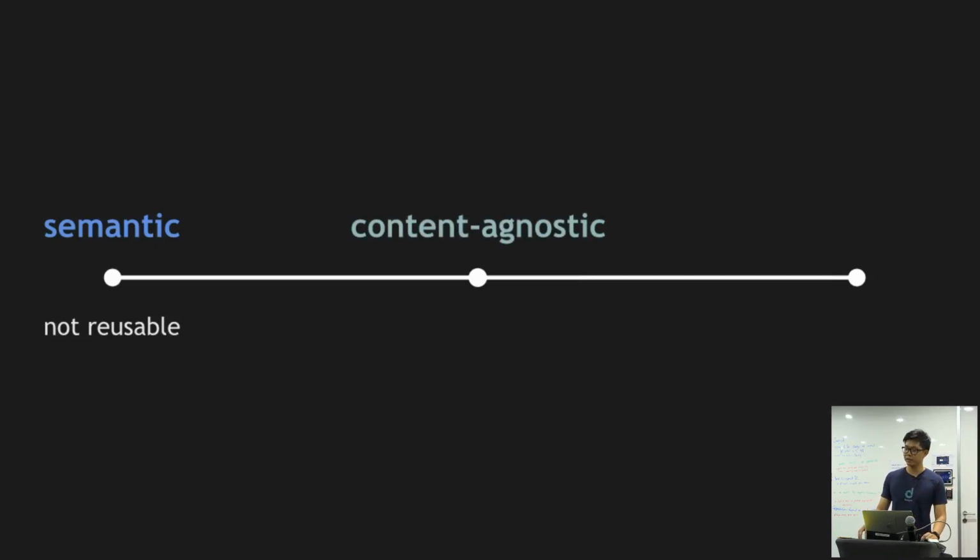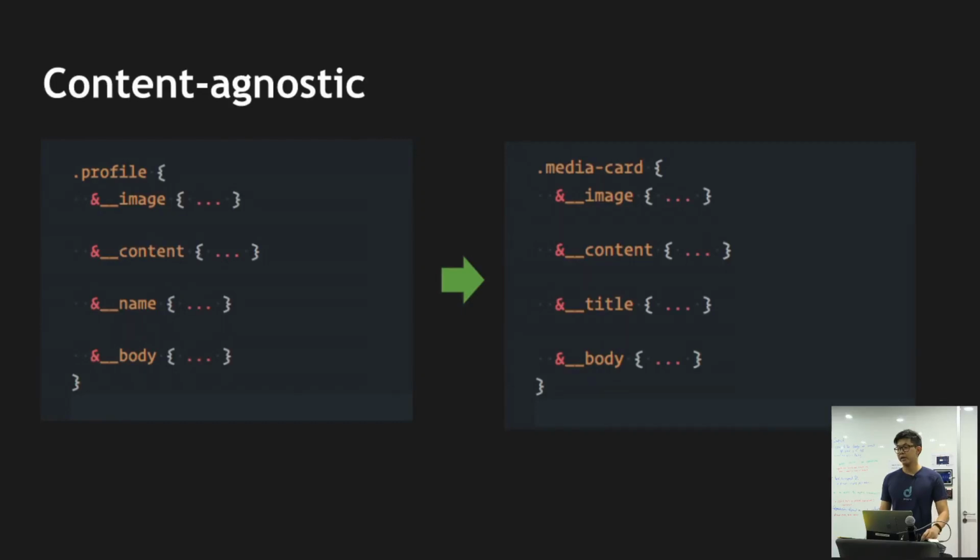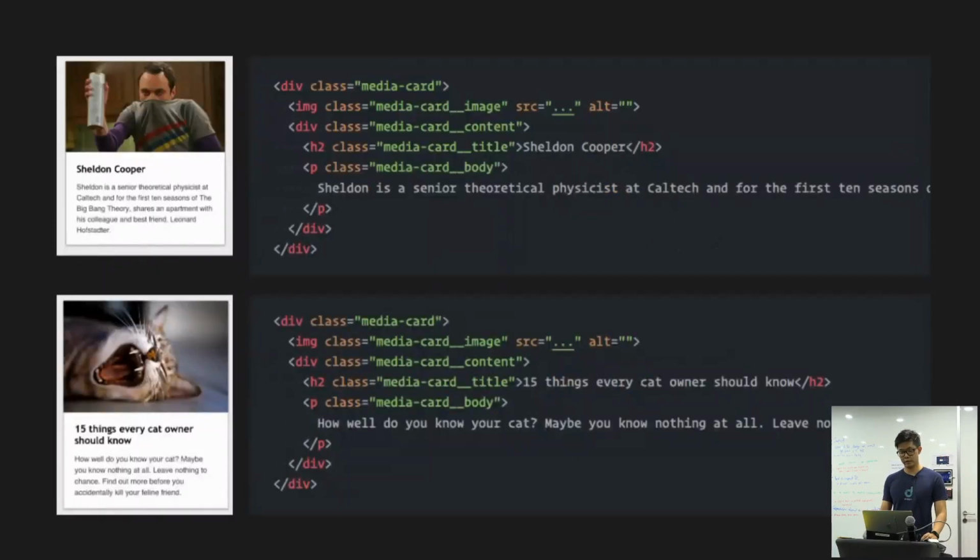So you don't tie your class names to your content types anymore. No profile, no post or whatever. You go with something like media card. This is based on the object-oriented CSS approach that Nicole Sullivan introduced to us. It's just changing one class name, profile, to media card, and then the name changed to title, and that's it, right? Pretty straightforward. And now you have a usable class that applies for all scenarios.